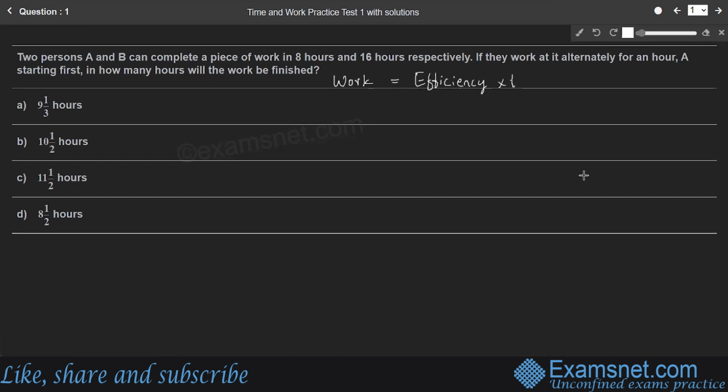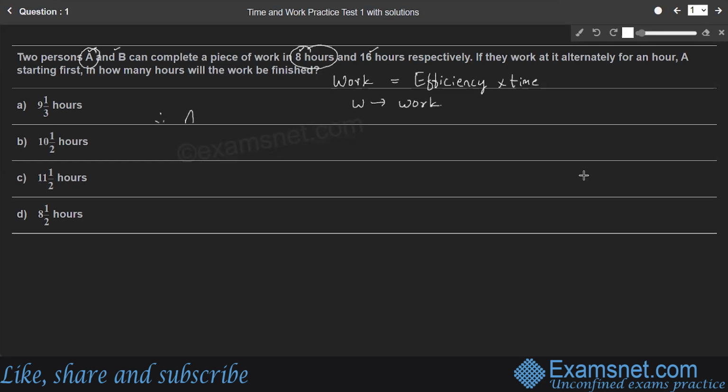Efficiency into time, right? It is given that two persons A and B can complete a piece of work in 8 hours and 16 hours respectively. So individually they take 8 hours and 16 hours to complete that work, right? So we'll consider W as the total work. A takes completely 8 hours to complete that work, right? So time taken by A is 8 hours.